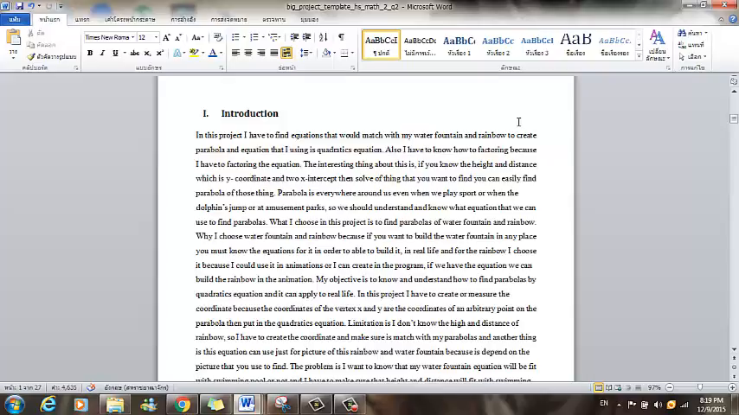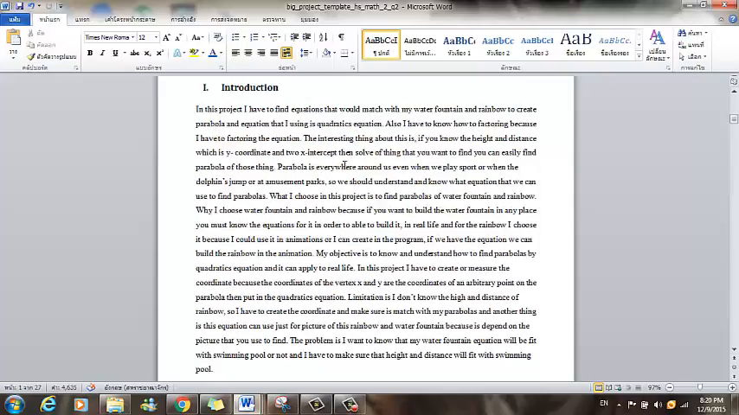The interesting thing about this is if you just know the height and the distance, which is y coordinate and 2 x-intercepts, then you can solve it and find the parabola that you want to find. Parabola is everywhere around us, even when we play sport, the dolphin jump or the instrument park. So it will be cool that we understand and know how to create them.